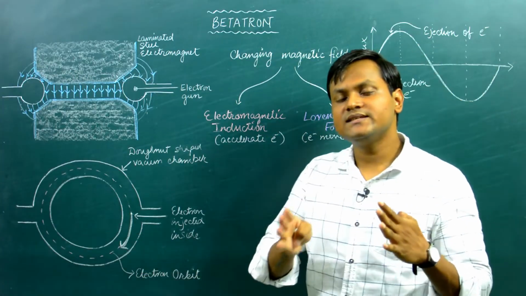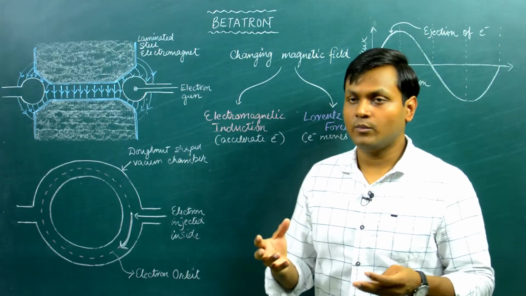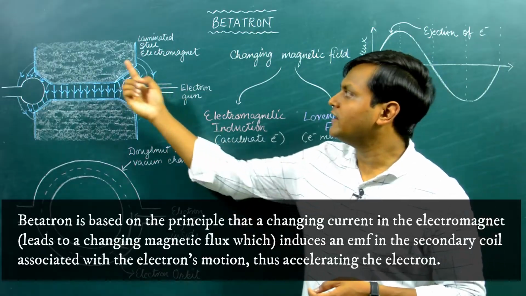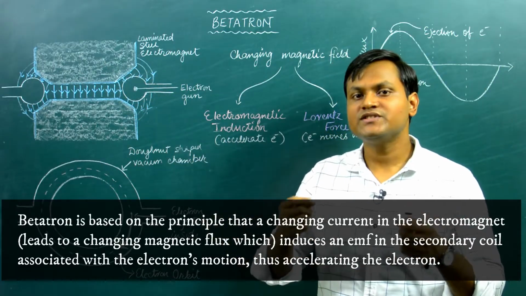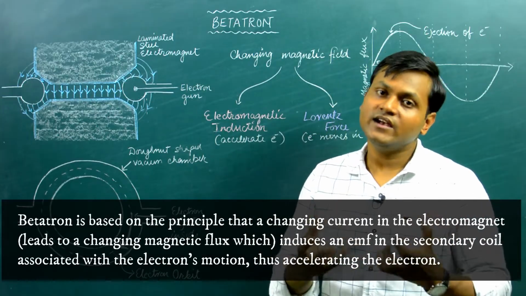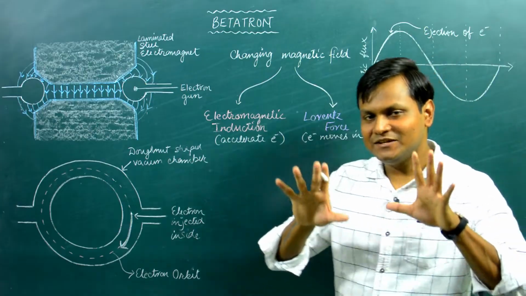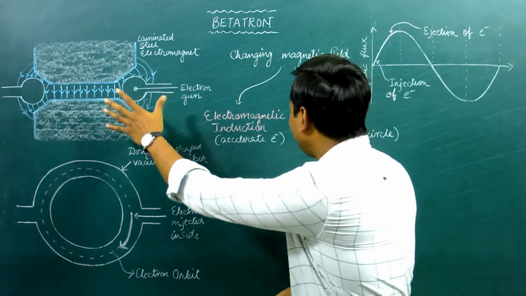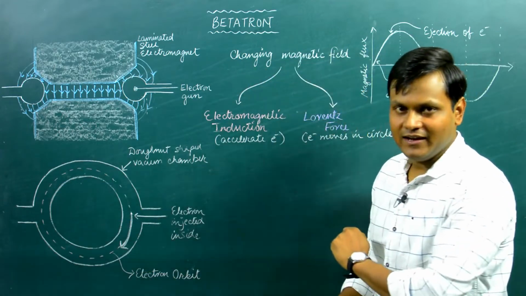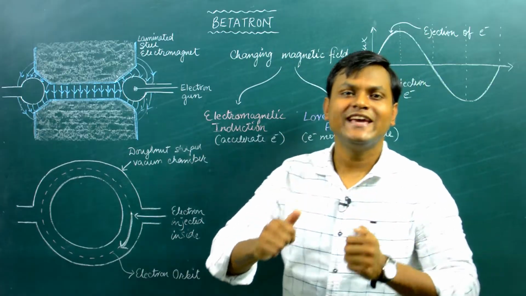So in a sense, this is the principle of a Betatron. It's similar to the principle of a transformer. The Betatron is based on the principle that a changing current in the electromagnet induces an EMF in a secondary coil, which basically leads to accelerating the charged particles inside this donut. So this is the main mechanism. The magnetic field creates circular motion of the electron, and the changing magnetic field leads to acceleration of the charged particles because of an induced EMF.